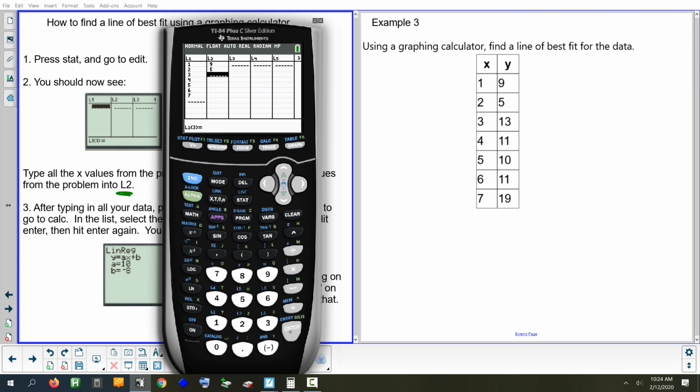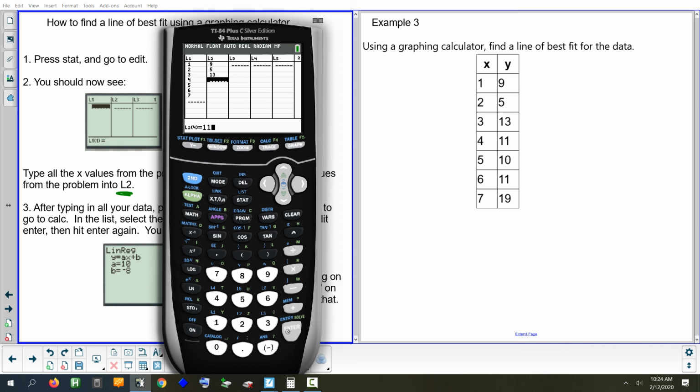Now, let's say I made a mistake. 12. Whoops, I meant to put in 13. All I have to do is press the up arrow. I can go back up and highlight the number, and then I can type 13, hit enter, and it fixed it. So if you type the wrong number, it's not a big deal. You can click up and fix it.